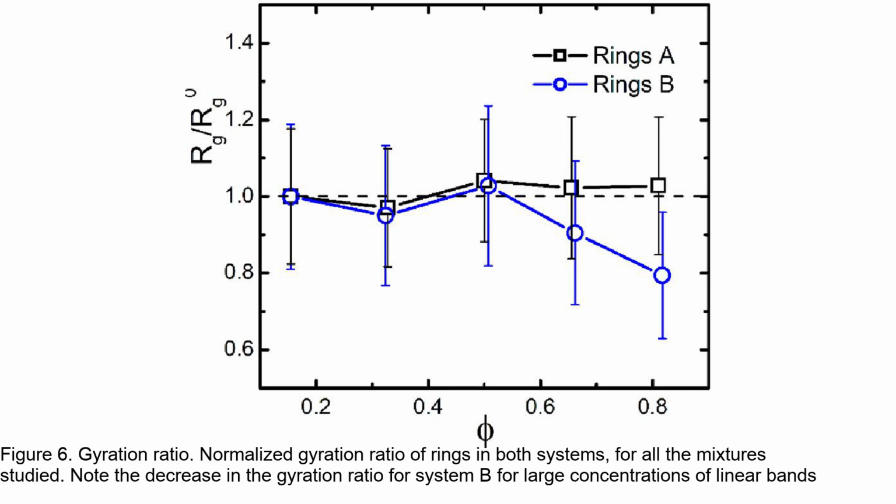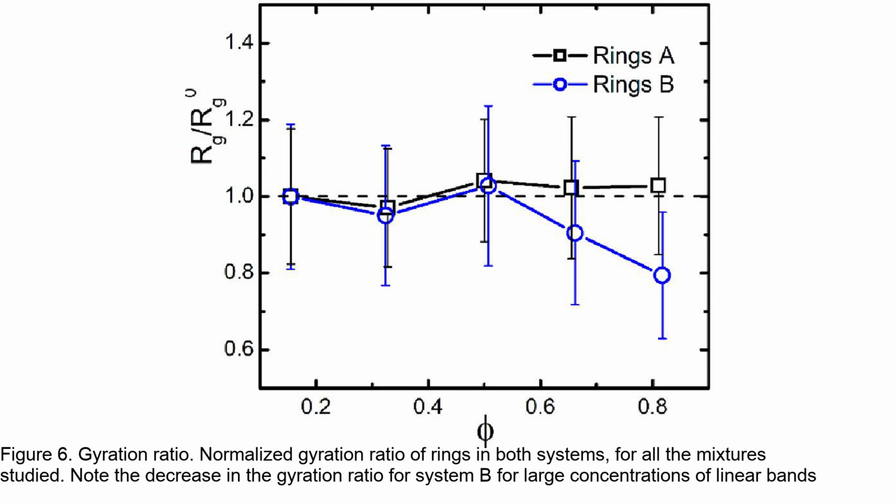The results demonstrate contrasting behavior between the two types of blends. In the case of flexible chains, the gyration ratio increases as the fraction of linear chains in the blend increases, indicating an expansion of the rings. However, in the case of semi-flexible chains, the gyration ratio decreases with increasing linear chain fraction, suggesting a contraction of the rings.